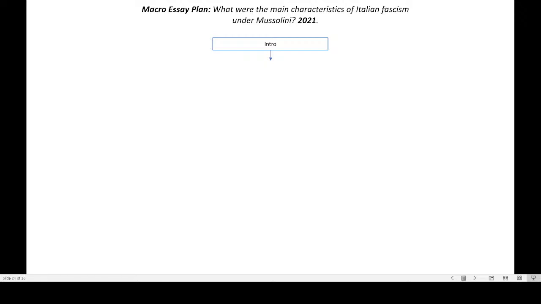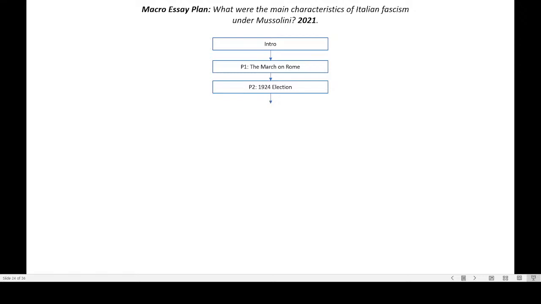So obviously, first of all, I'm going to write my intro. If we follow our sweet spot, the 10 paragraph essay that's going to maximize our marks, that means we're going to need to have 8 paragraphs that include the main arguments of our point. And then obviously we have an intro and conclusion at each end of that. So firstly, we're going to have an intro. For this one, the main characteristics of Italian fascism under Mussolini. My first paragraph, I'm going to discuss the March on Rome. Paragraph number 2, I'm going to discuss the 1924 election.